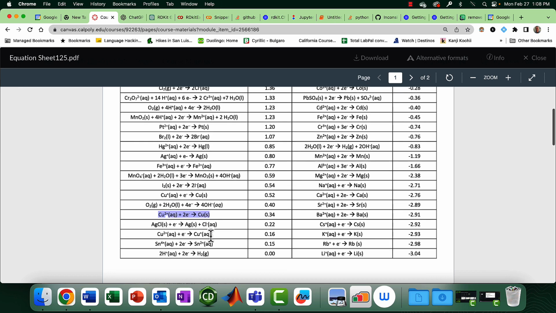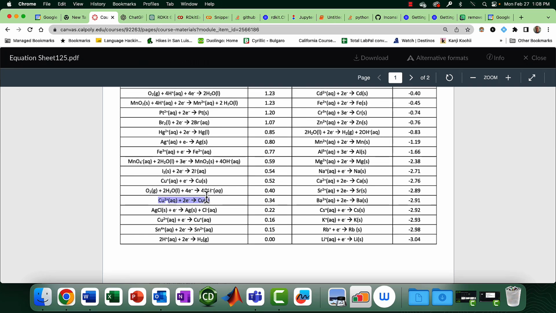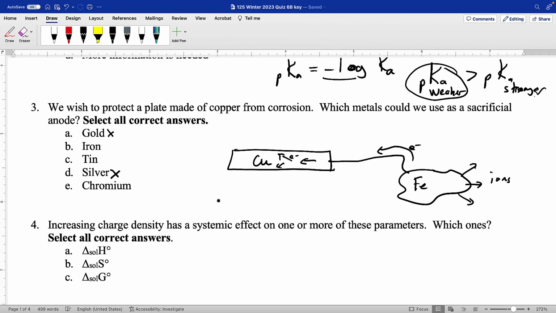Okay, so if we hook up copper and either tin, chromium, or iron, because copper has a more positive reduction potential, it's going to be the cathode. So the copper is going to not corrode. So getting back to this, we can say that we could use any one of these as a sacrificial anode in contact with copper.